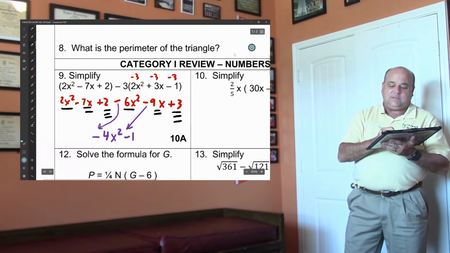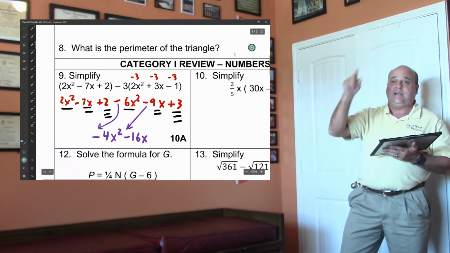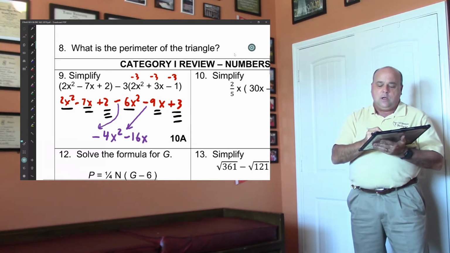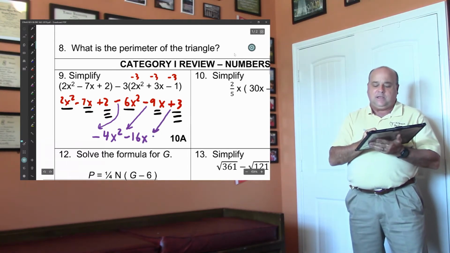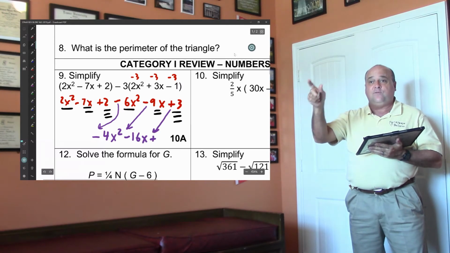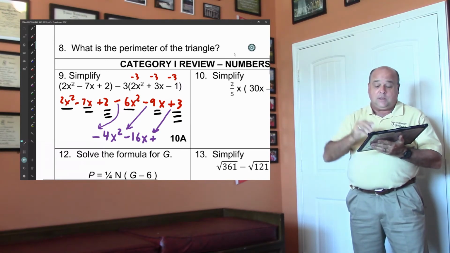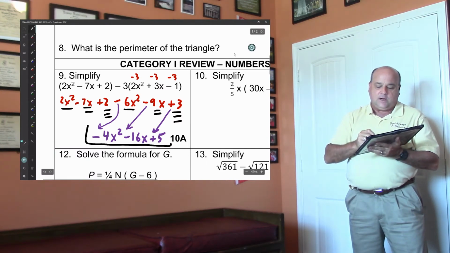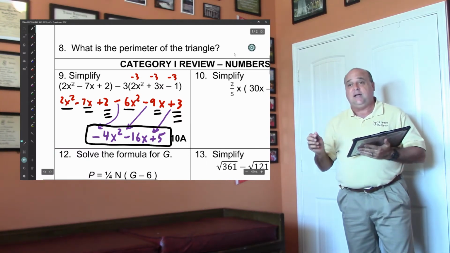So it's going to be -16, and the letter is x. Sign, number, letter. Let's go to the constants. We have 3 and 2. You have more 3, so drop the plus. Notice I'm writing the sign first. And then 3 plus 2 is 5. This right here would be my answer: -4x squared minus 16x plus 5.